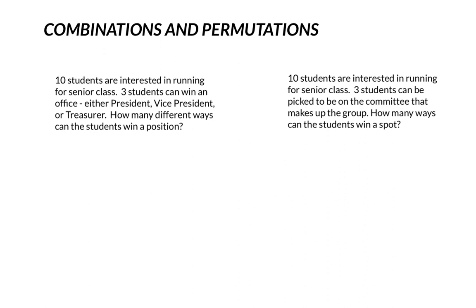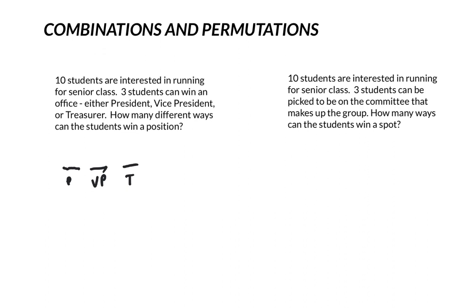So this first one: 10 students are interested in running for senior class. 3 students can win an office: president, vice president, or treasurer. How many different ways can the students win a position? Well, in this case, we have 10 students that can win that first spot. So I typically think about these like, okay, we've got president, we've got vice president, we've got treasurer.